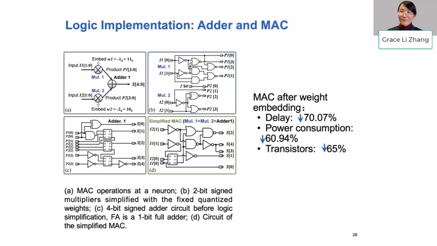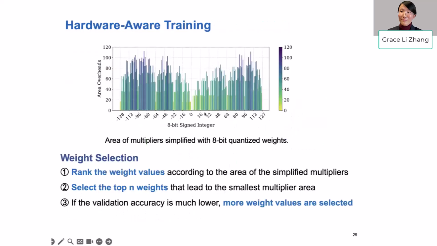And such a circuit can implement the neural networks with very high throughput and low latency. We also recognize that different weights lead to different simplifications of multipliers. So we select those weights that can lead to smaller simplified multipliers, and we train the neural network so that the resulting circuit can have a smaller area.